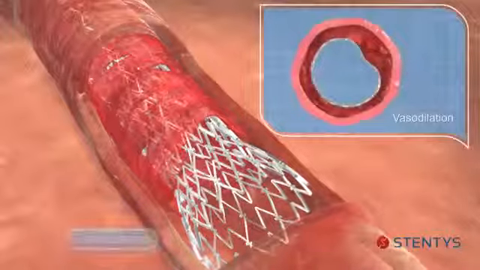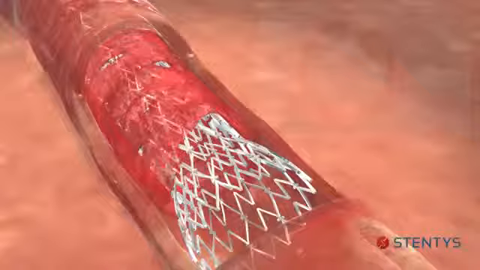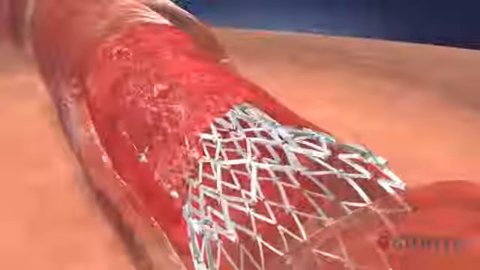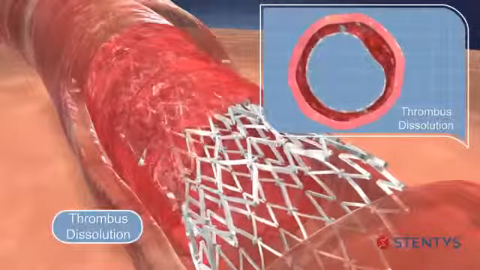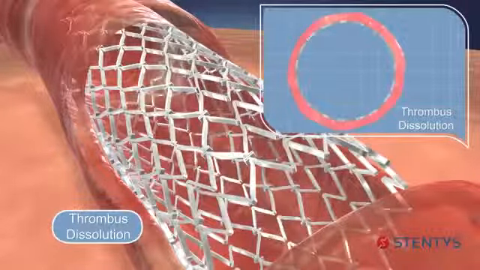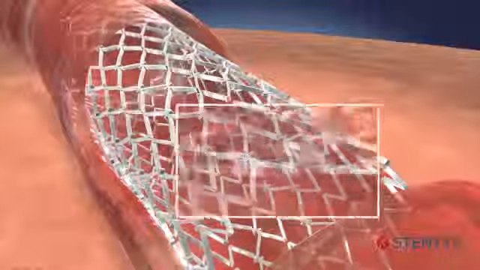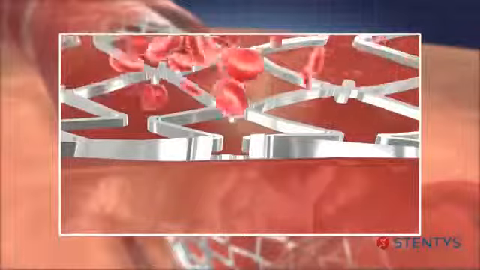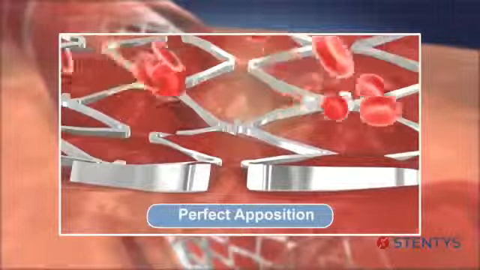As spasm is relieved, the vessel diameter increases, and the stent follows in expansion and continues its scaffolding of the artery. Finally, as the thrombus dissolves, the stent expands further to absorb the gap left by the dissolving thrombus, thus maintaining a perfect apposition throughout the remodeling process of the vessel.